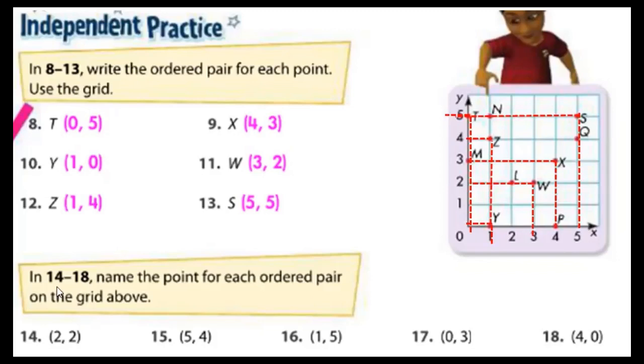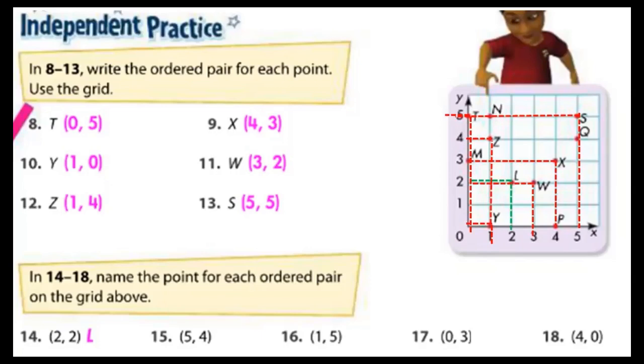The last question here, he said in 14 to 18, name the point for each ordered pair on the grid above. So he gives you the grid and gives you the ordered pair, and he wants you just to find the name of the point. What is the name of the point represented by ordered pair 2 and 2? This is question number 14. What is it? Let's see. 2 and 2. Yes, sure. L.